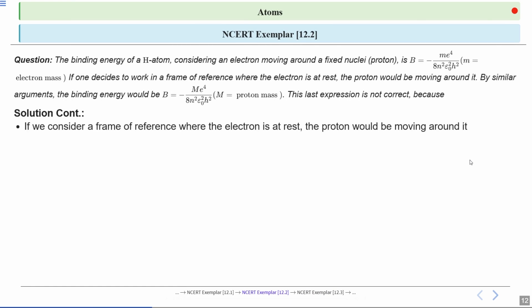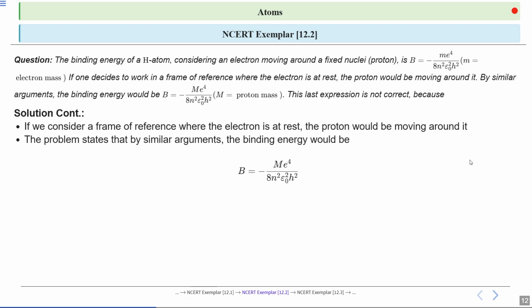Let's examine what happens if we choose a frame where the electron is stationary. In this case, the proton would be moving around the electron, which is the opposite of the usual picture. The problem suggests that by using similar reasoning, we might write the binding energy as B equal to minus capital M e raised to power 4 upon 8n square epsilon naught square h square.